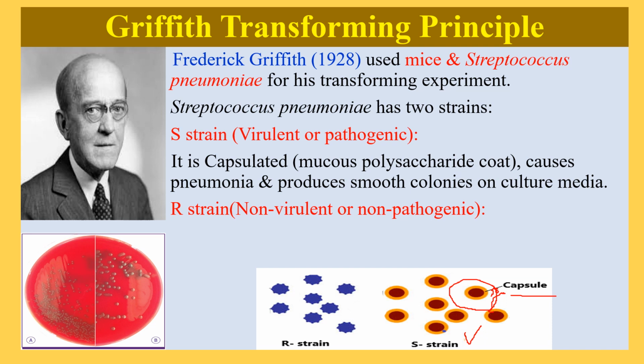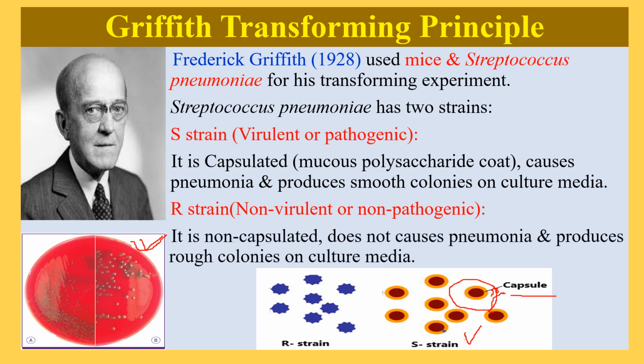When we grow Streptococcus pneumoniae in culture media in a petri plate, it produces smooth, mucoid colonies because of the capsule. In this diagram, you can see the growth of bacteria in a culture media. Next strain, R strain. It is non-capsulated. That means there is no capsule layer around the cell wall. Capsule is absent, so it does not cause pneumonia, and on culture media it produces rough colonies.